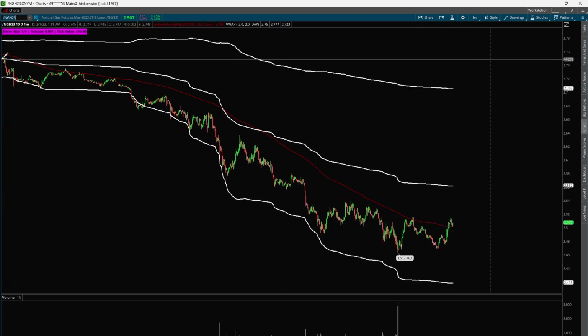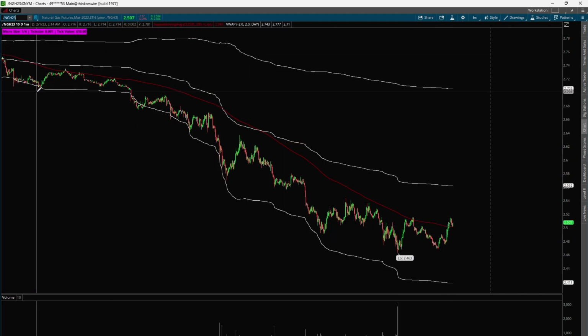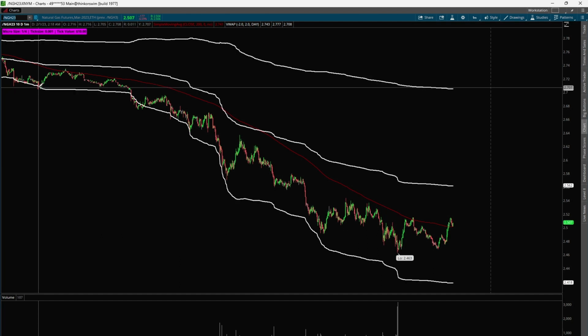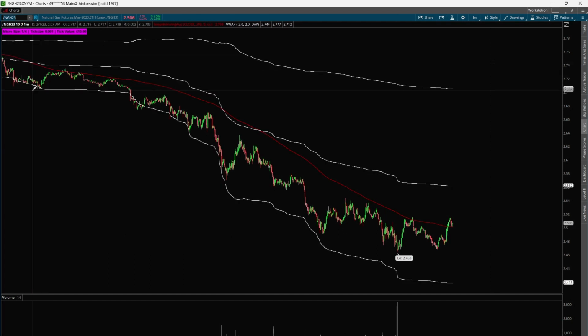So if we look, downtrends are really just the opposite of uptrends, right? So on a downtrend, what we're typically looking for is lower lows and lower highs. And it doesn't need to be perfect, right? The better it is, the better of a trend it is.